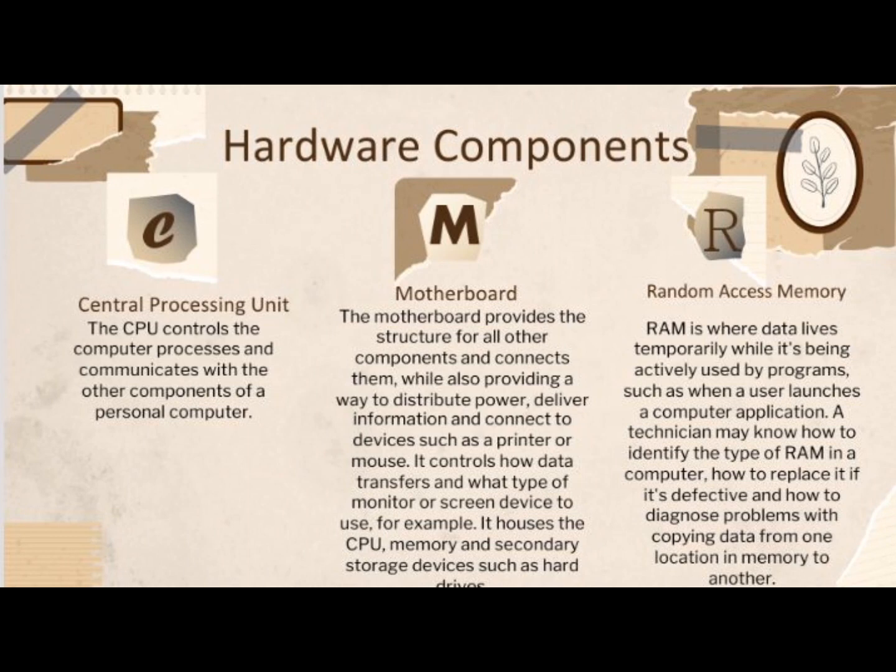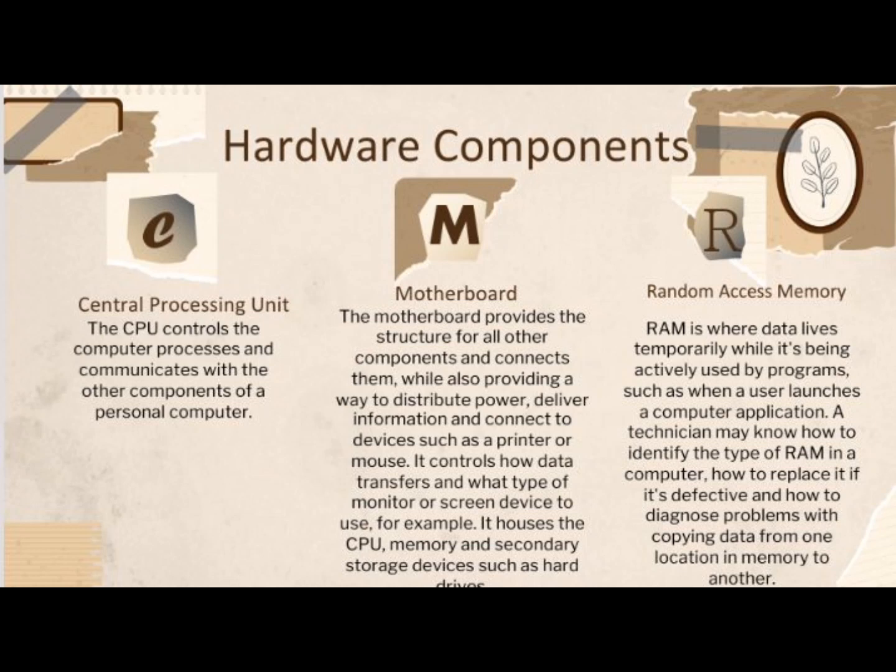Central processing unit. The CPU controls the computer process and communicates with the other components of a personal computer. Motherboard. The motherboard provides the structure for all other components and connects them, while also providing a way to distribute power, deliver information, and connect to devices such as a printer or mouse. It controls how data transfers and what type of monitor or screen device to use. For example, it houses the CPU, memory, and secondary storage devices such as hard drives.